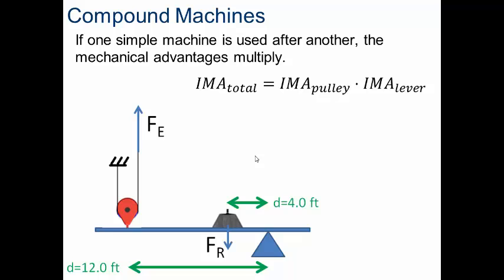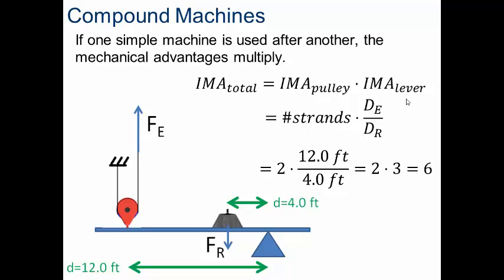More often than not, our simple machines are working together as a system. If one simple machine is used after another, the mechanical advantages multiply. Your ideal mechanical advantage total, in this example, is the ideal mechanical advantage of your pulley times the ideal mechanical advantage of the lever. So we could find the ideal mechanical advantages of each one. The pulley is simply our number of strands. The lever is simply the distance of the effort over the distance of the load.